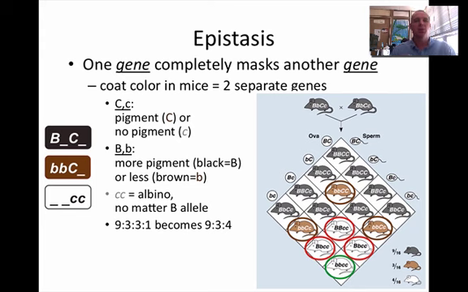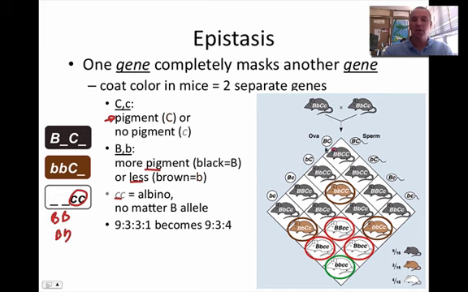Epistasis is when one gene masks another, such as in mice. You might have this occur where you have two genes that are controlling a trait. Like the C allele, as you can see down here, the C gene is controlling pigment. The B gene is controlling how much pigment there is. So if you have a big B and a big C, then you're going to be a black colored mouse. If you have little b's and a big C, you're going to be a brown colored mouse. But if you have two little c's, you're albino, no matter what B combination you have.